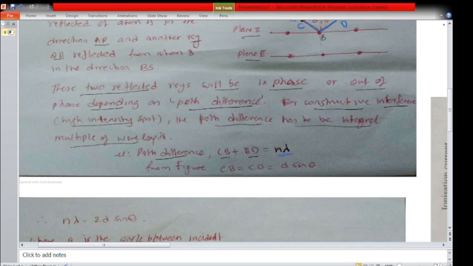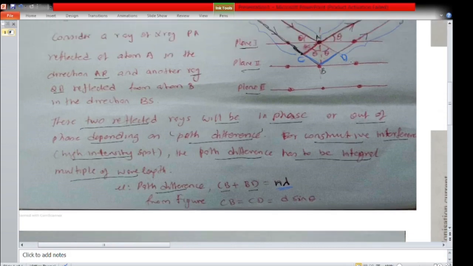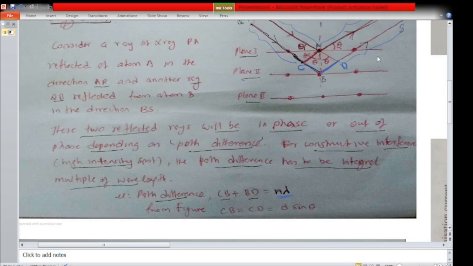And from this figure, you can see what CB is. Before that, I will say something about this theta. As you can see, this theta is the glancing angle, that is, the angle between the X-ray and the plane of the crystal. That is called the glancing angle, theta. And if this is theta and the X-ray is reflecting from point A in this direction, then this also will become theta.